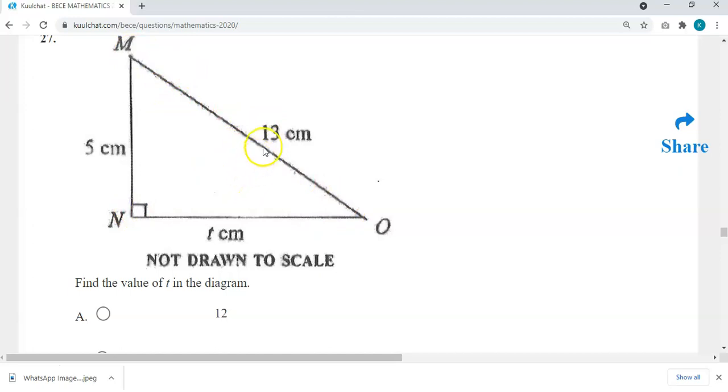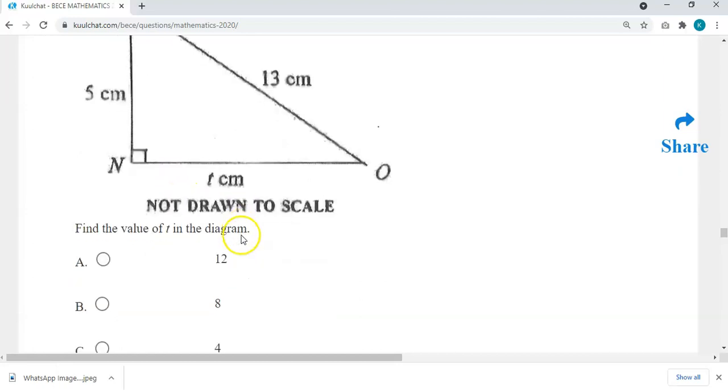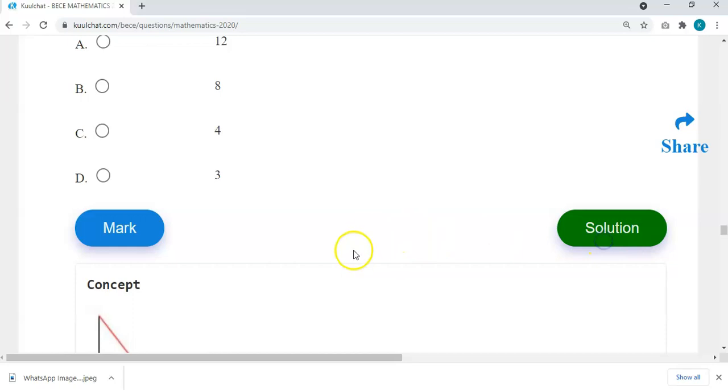So what does Pythagoras say? Pythagoras says that if you square this one, c, your hypotenuse, it is equal to the sum of when you square this one and you square this one. So it means this side squared plus this side squared should give you your hypotenuse squared, which is the longest side, or the side facing the 90 degree square. So using Pythagoras theorem, it means 13 squared is equal to t squared plus 5 squared. Then you can simplify to find the value of t.